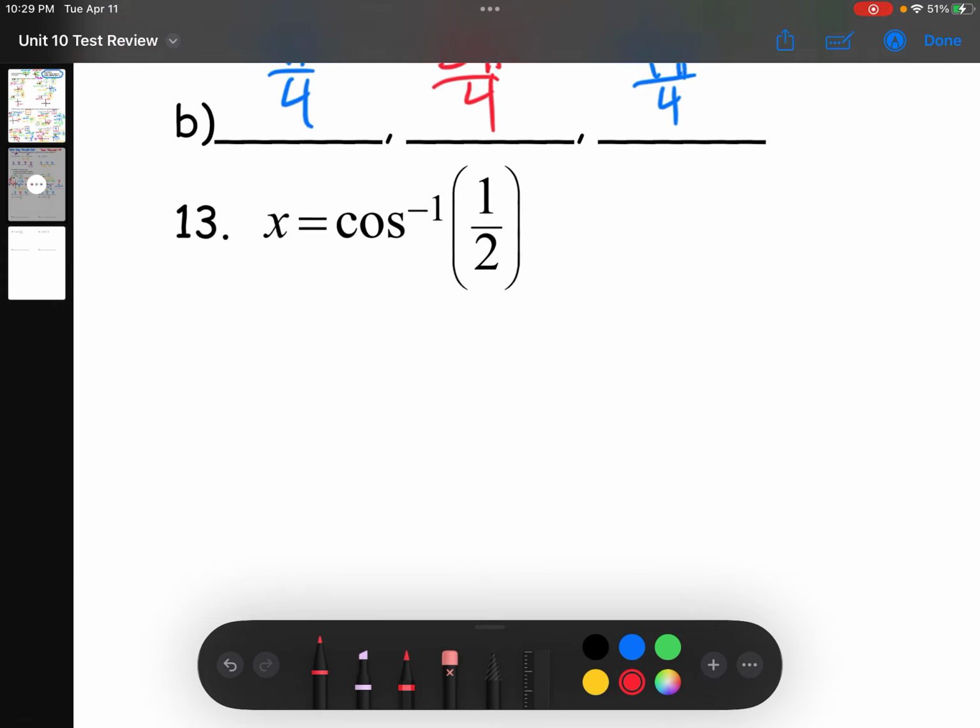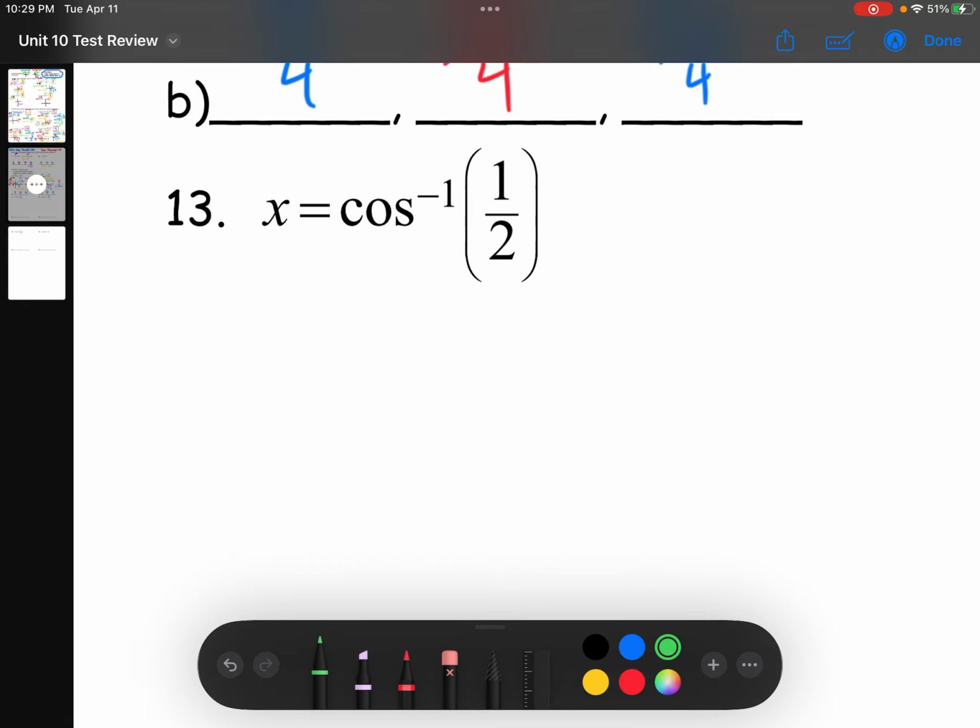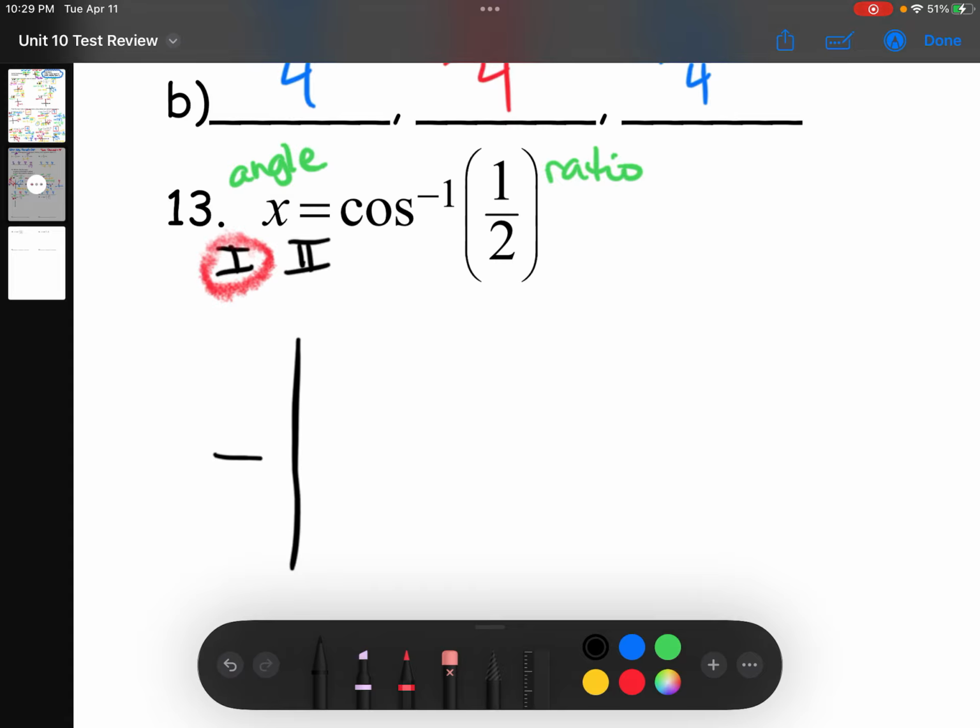All right, let's look at 13. X equals cosine inverse of 1/2. Inside an inverse function, that 1/2 is the ratio. X, we are finding the angle. Cosine inverse can go in quadrants 1 and 2. Being a positive ratio, this will be a quadrant 1.